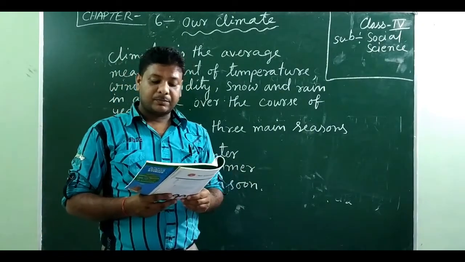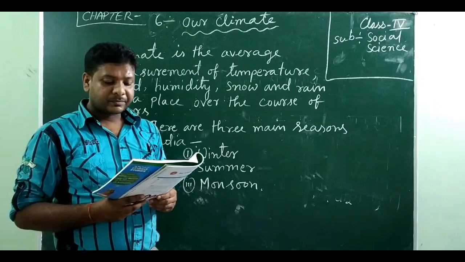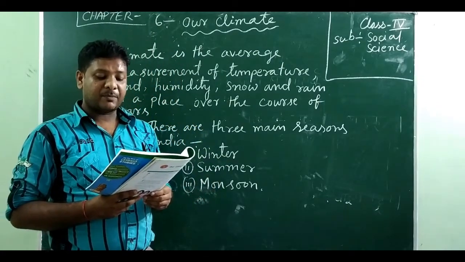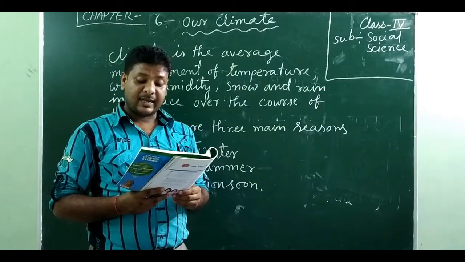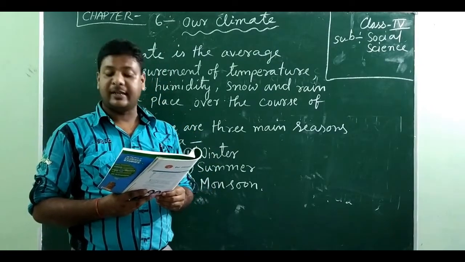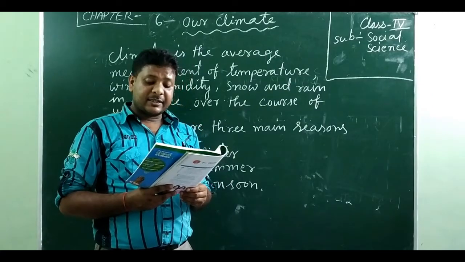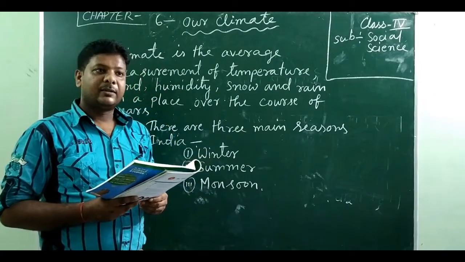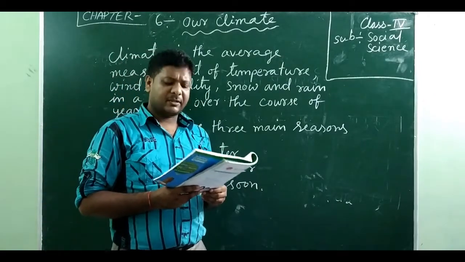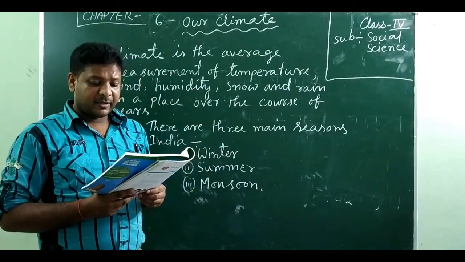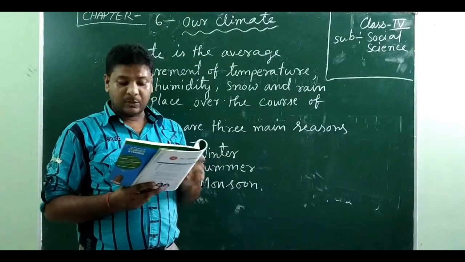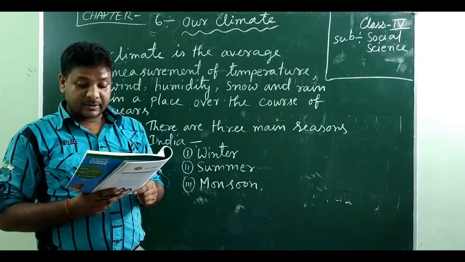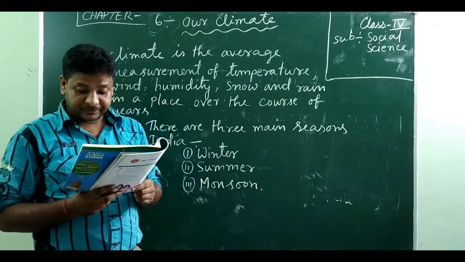Now the next, summer season. The summer season begins from the beginning of March and continues till the end of June in India. It gets very hot in May and June. The days are longer than the nights. In winter, nights are longer than the days, but in summer, days are longer than nights.